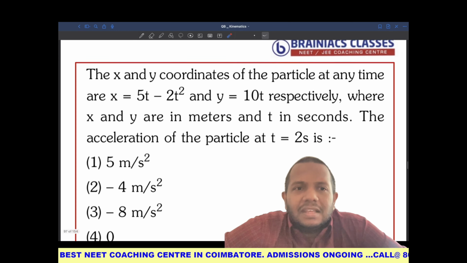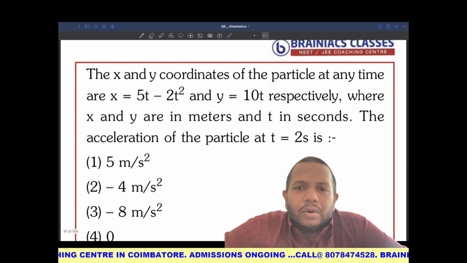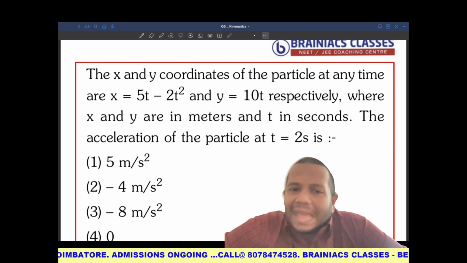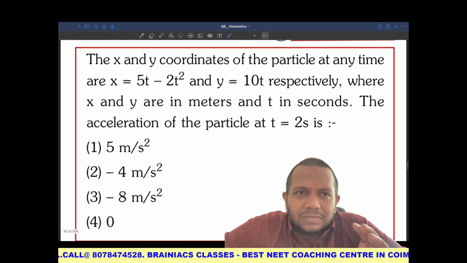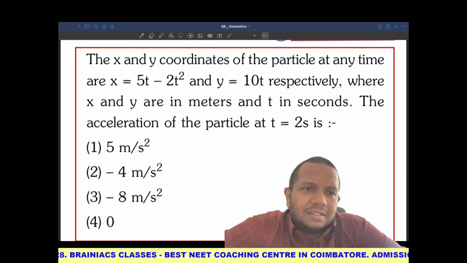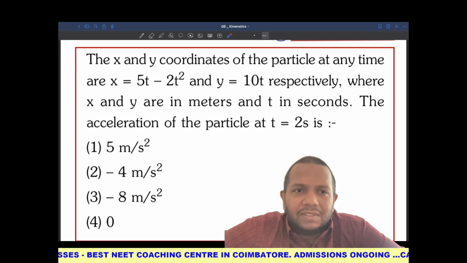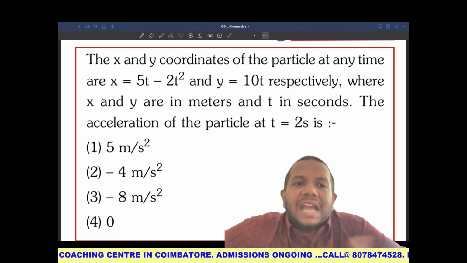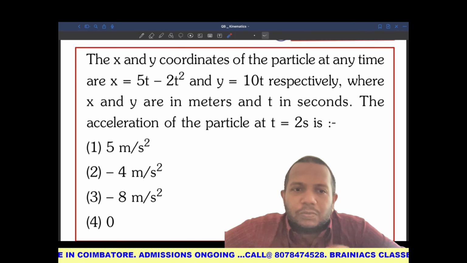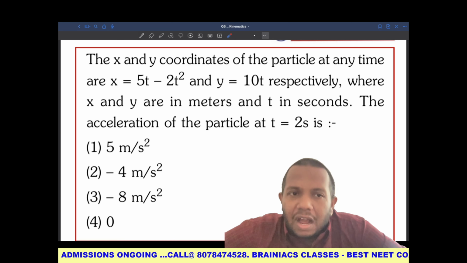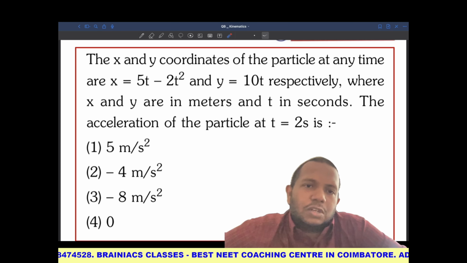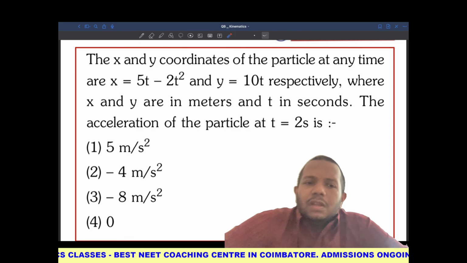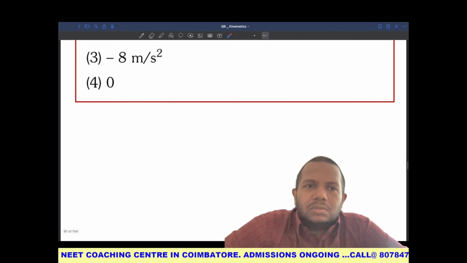So let's analyze. They have given you x and y coordinates. So what we need to find? Acceleration. So what we need to do here is convert the distance in the two coordinates, x and y, with respect to time, into the respective acceleration. So first we should understand how to arrive at acceleration using distance, which is a function of time. Okay, so let's see that, then we will go to the answers.